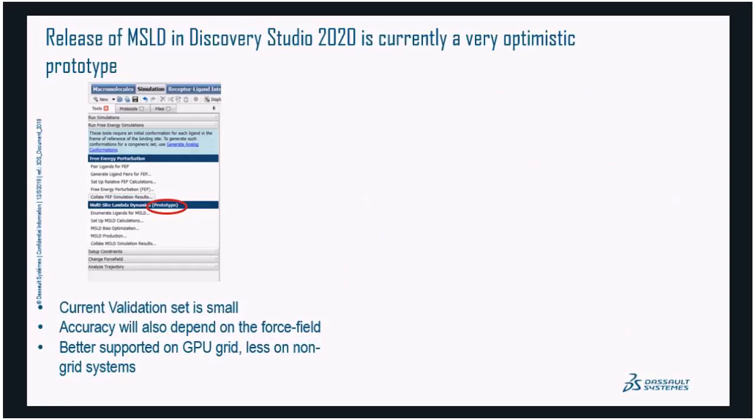The accuracy is just going to depend on the force field, and of course it's better supported on a GPU grid. They're kind of less on non-grid systems. But the reason for rolling out MSRD in 2020 is to put it in the hands of our customers. Customers can start to use it and give us feedback on what works and what doesn't work, so that we can improve it for future releases.